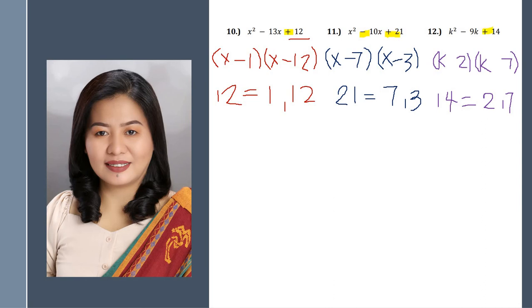That's positive and the middle is negative. So positive, both will have the same sign. Negative, then we will be using that symbol, minus 2 and minus 7. Negative 2 plus negative 7 is negative 9. Negative 2 times negative 7 is positive 14. So the factors of k squared minus 9k plus 14 are k minus 2 and k minus 7.